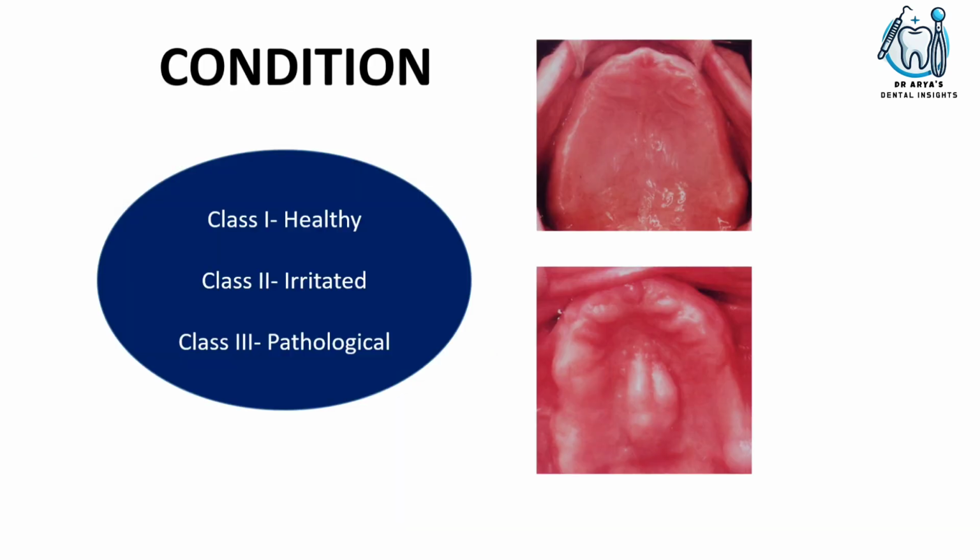Condition of the mucosa. House classified the condition of mucosa as class 1, which is healthy, class 2, irritated, and class 3, pathological.